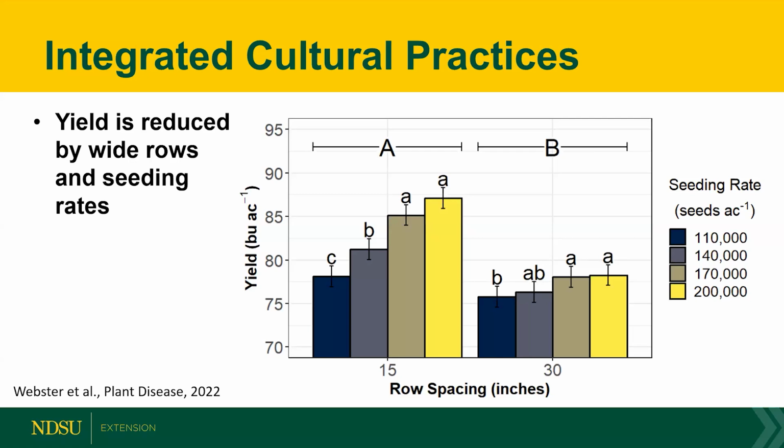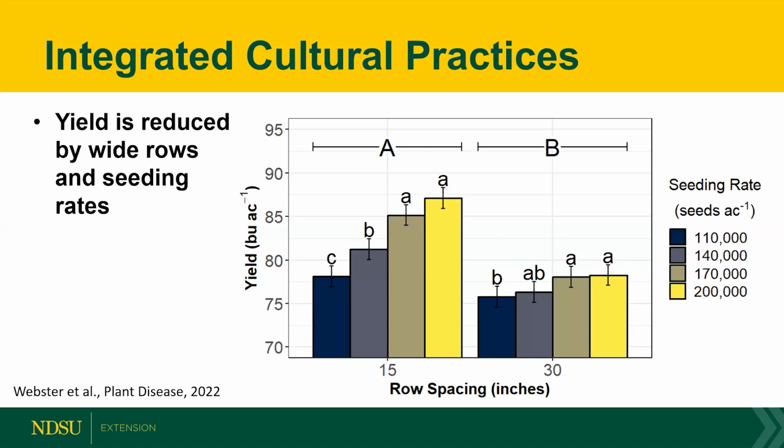Now, as we go down to 110,000 seeds per acre within 15-inch rows, we see the lowest yield there. Bumping over to the 30 inches, that same response is present, but to a lower degree. Again, 170 to 200,000 seeds per acre is still the highest yielding within 30 inches, but for 110,000 seeds per acre, the difference between the high and low is much reduced. Now, this is a caveat. 30-inch rows and low seeding rates can reduce white mold risk, but the yield is going to be reduced when we combine those together.